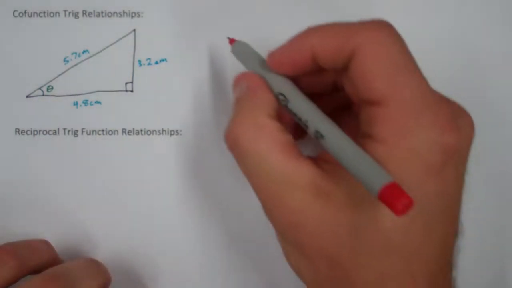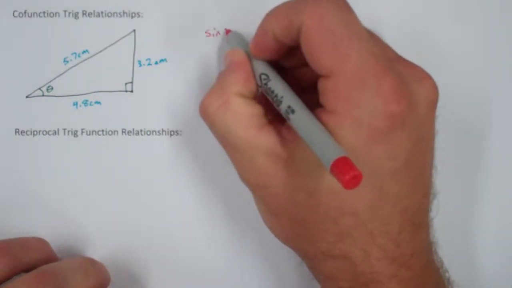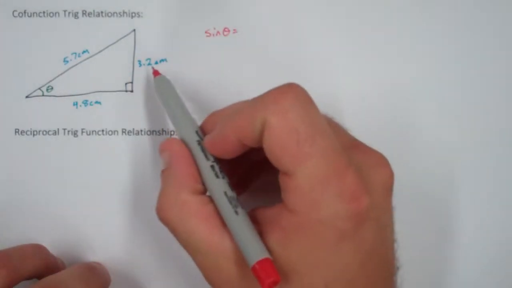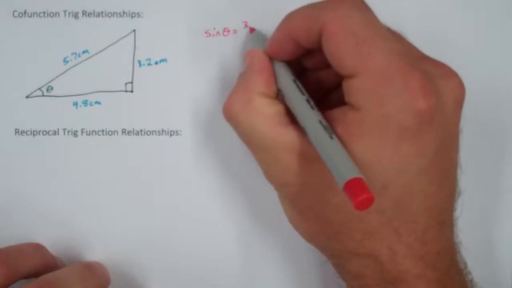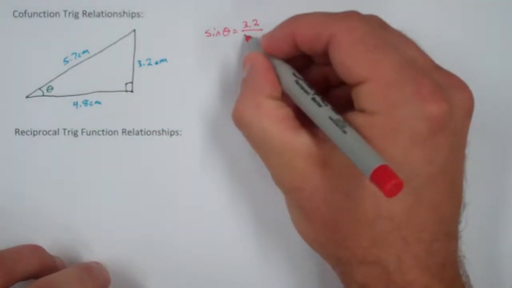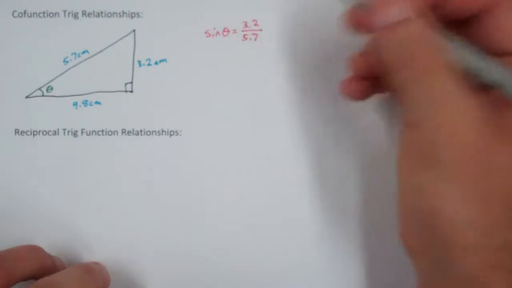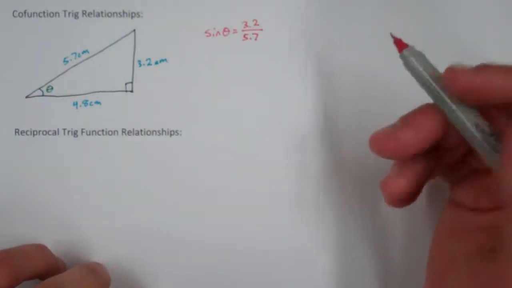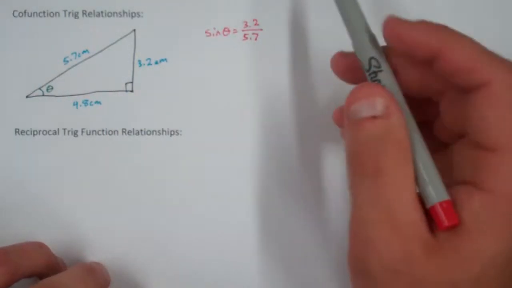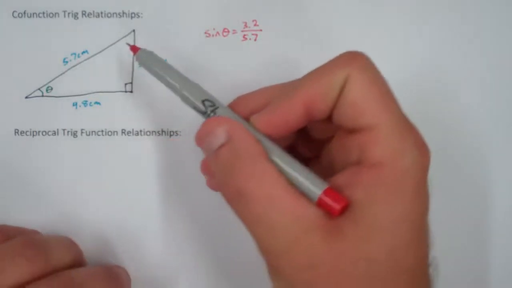If we look at sine of the angle, we know that the sine of the angle is the opposite, which in this case is 3.2, over the hypotenuse, which is 5.7. So there's our ratio. We could go ahead and type it in the calculator if we really wanted to and figure that out. However, we're going to look at this other angle over here.